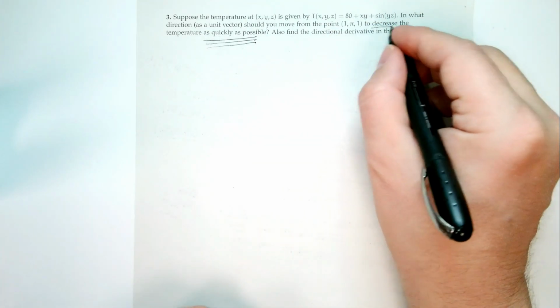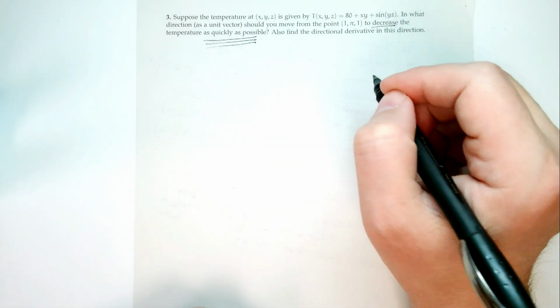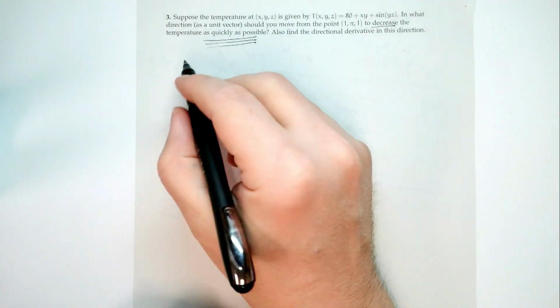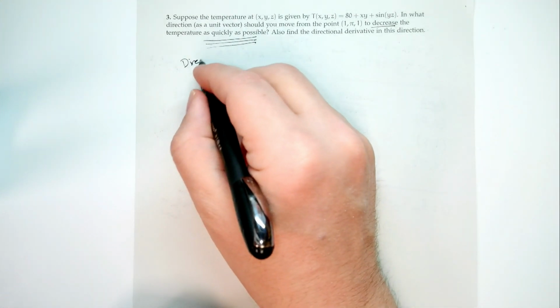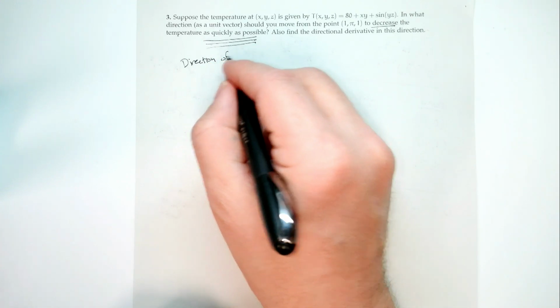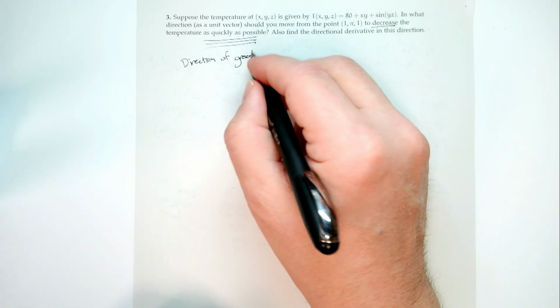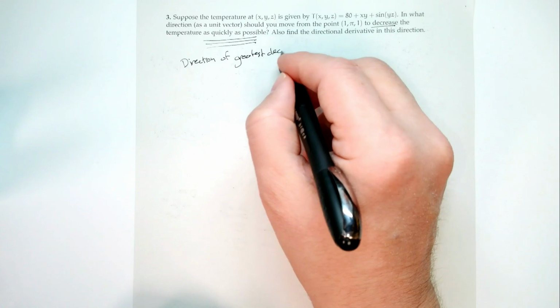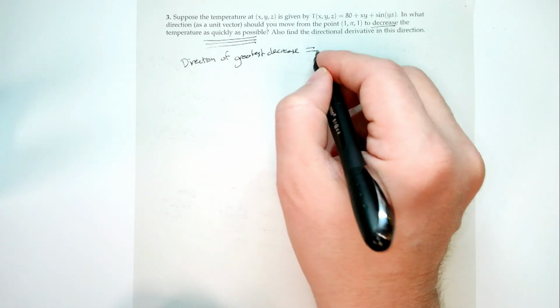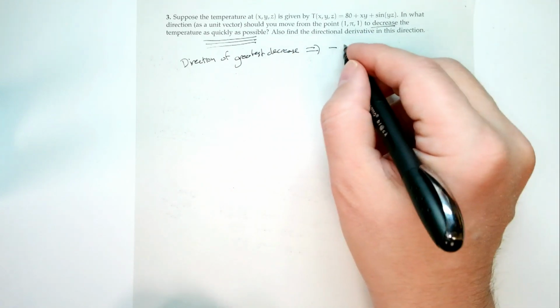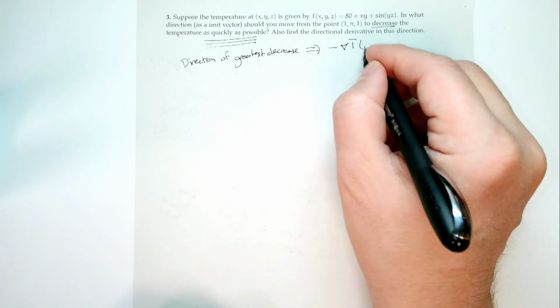In fact, we want to decrease as quickly as possible. So that says we're looking for the direction of greatest decrease. Well, we've heard that sort of idea before, and we know that the direction of greatest decrease happens in a very particular way, and in particular, that corresponds with negative the gradient at our point P.